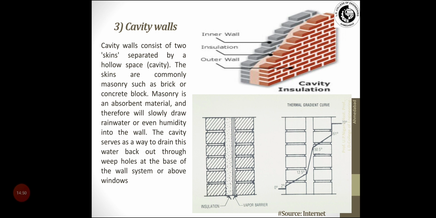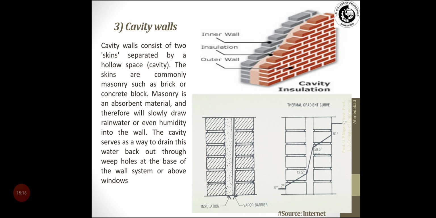Now the cavity wall. This is one of the most important concepts nowadays being used, even to reduce the thermal effect on the building, in which three types of components are used. In the figure you can see, on the left hand side the inner wall, and on the right hand side in brown color the outer wall, and in the center some insulation is provided. So in such a way a cavity wall is constructed.